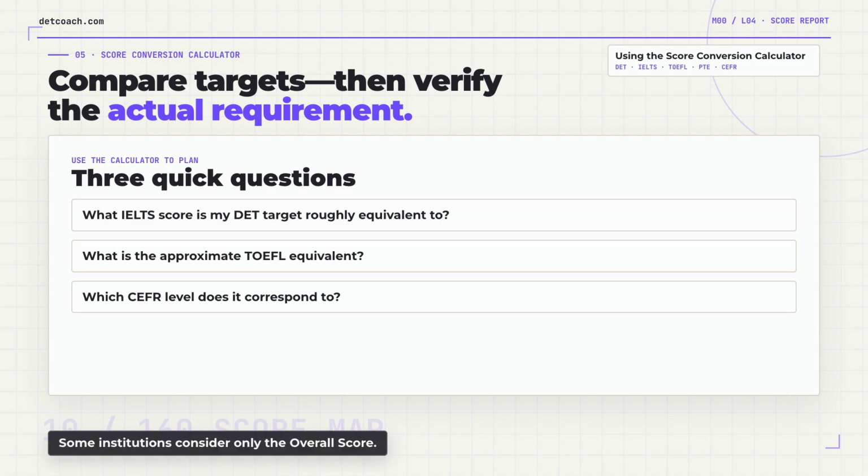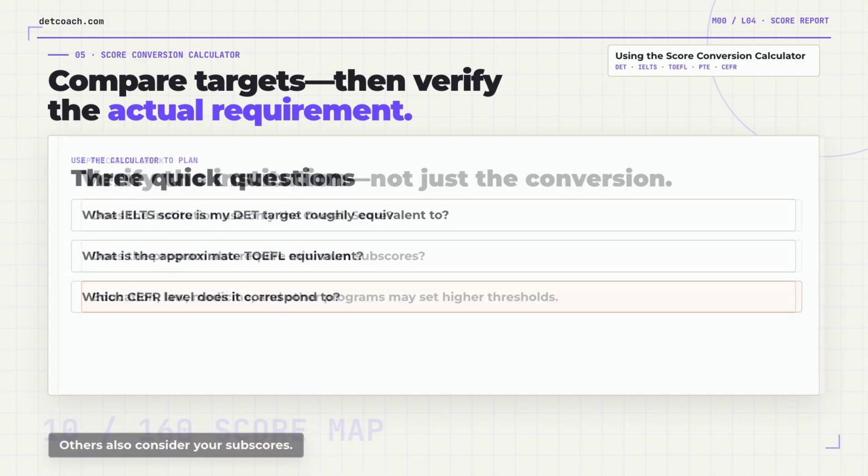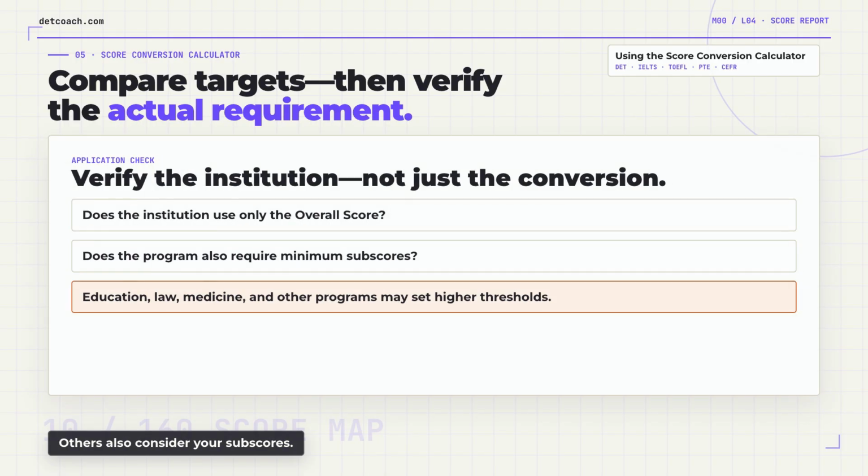Some institutions consider only the overall score. Others also consider your subscores. Programs in fields such as education, law, and medicine may have higher requirements. If you have not chosen your target institutions yet, you can use a DET score of 120 as an initial goal. For more competitive institutions or programs, aim for a score between 125 and 130.